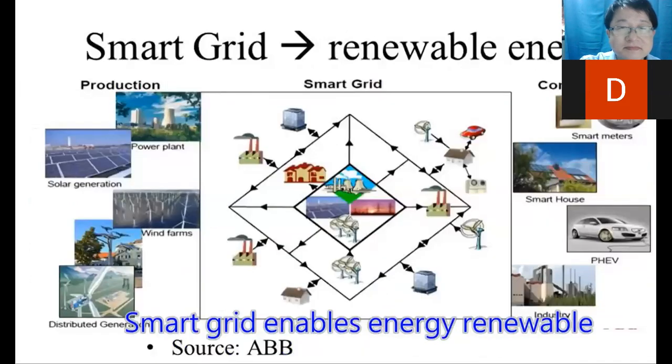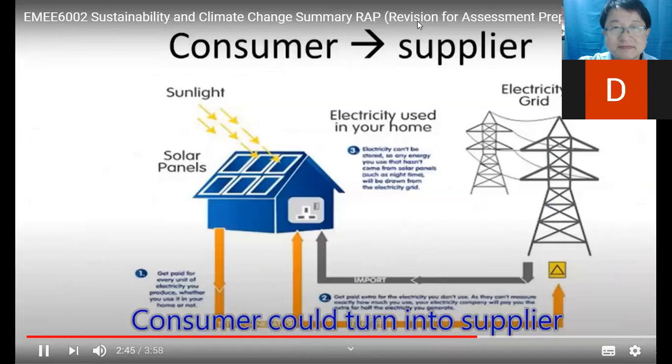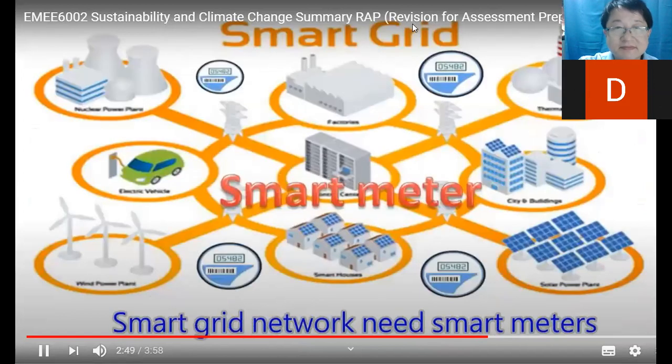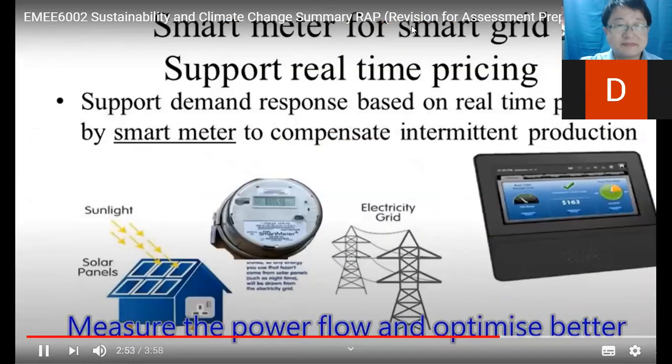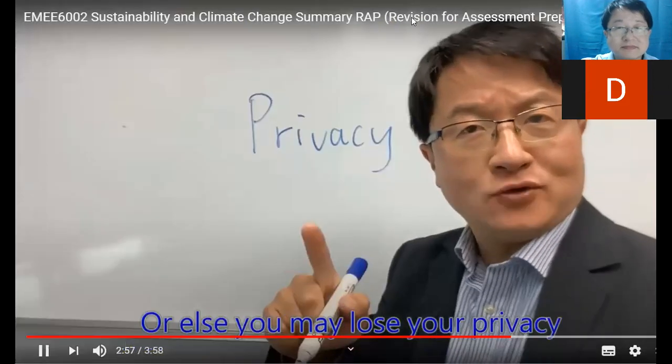Smart grid enables renewable energy to turn intermittent supply into stable supply. A consumer could turn into a supplier, selling energy back to the generator. Smart grid networks need smart meters, which measure the power flow and optimize better. Don't forget smart meter security, or else you may lose your privacy.